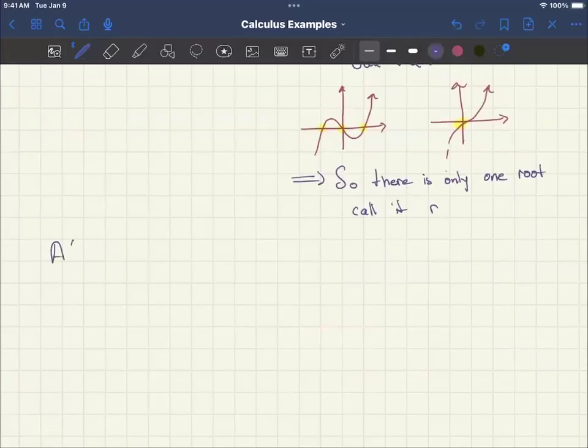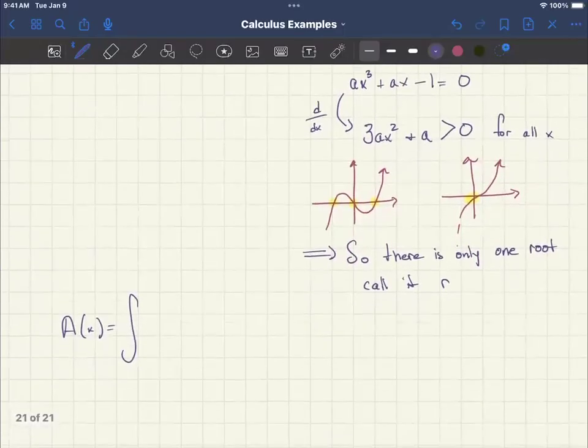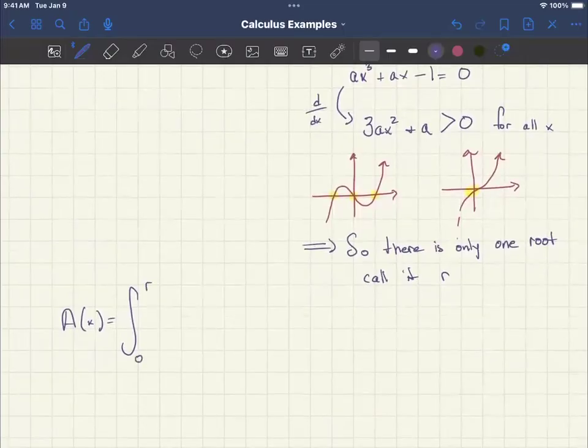Now we're trying to find the area of that region. Let's look at our graph again. Our region starts at 0. It goes to this point, whatever that point is, call it R. And notice on the top is this function right here, 1 over 1 plus x squared. The bottom of our region is ax. So we are going to take the integral from 0 to R of our top function minus our bottom function, dx. There we go. That is the hardest part of this problem.